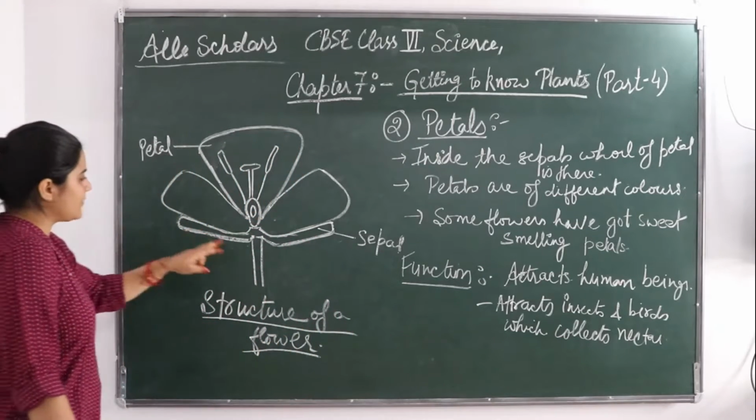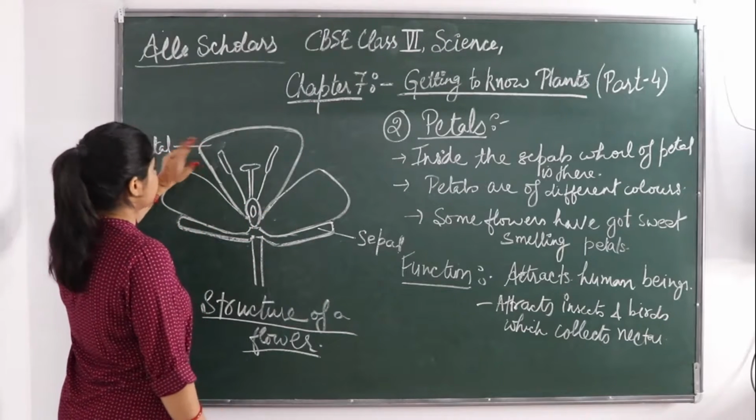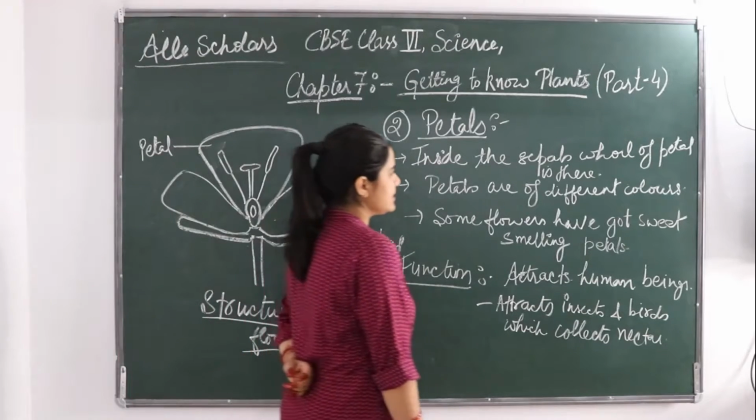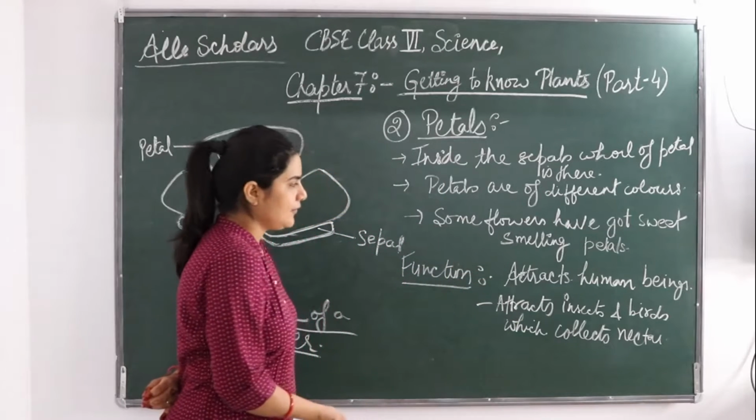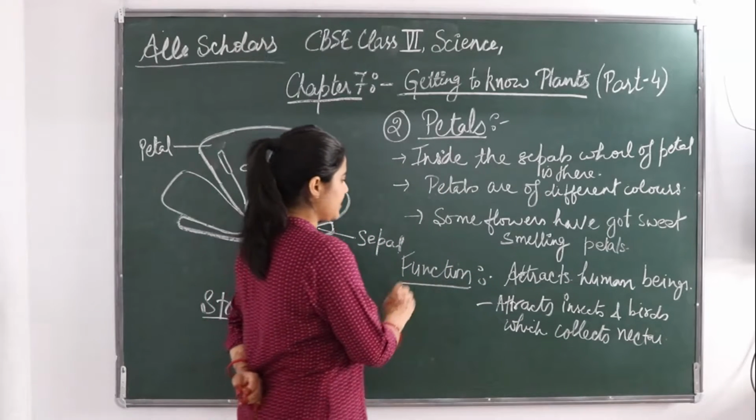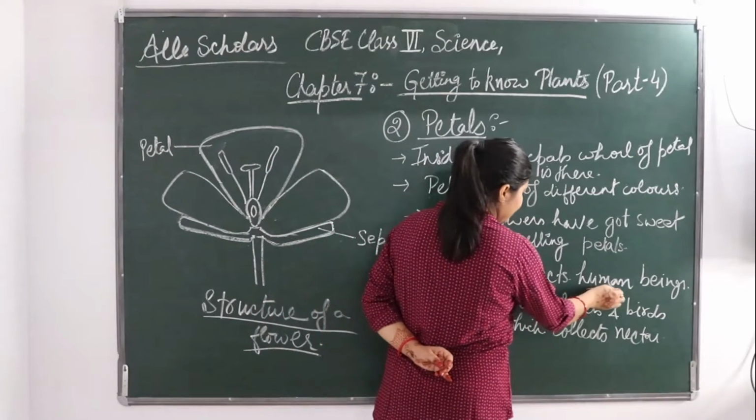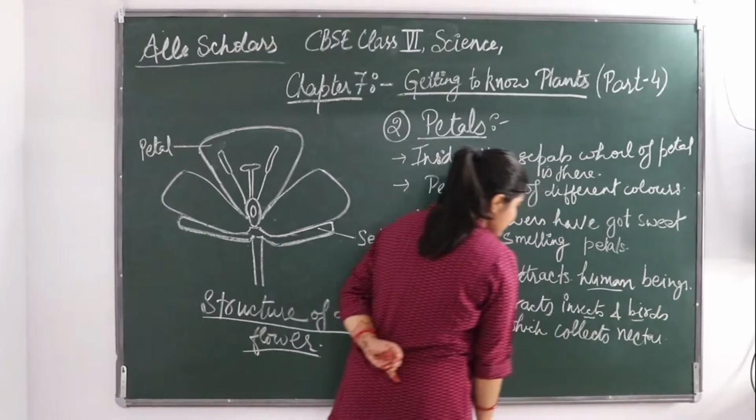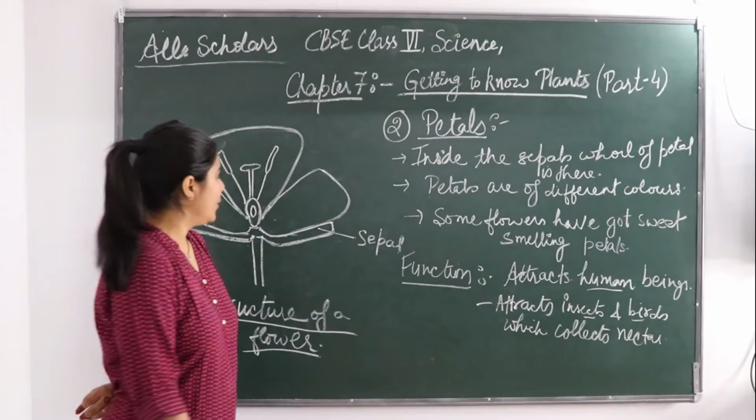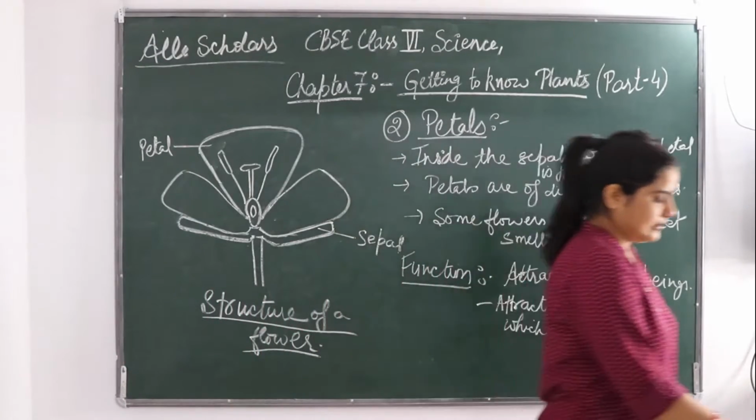Okay, so you have seen that this one is a sepal, this is a petal. The petal is inside the sepal. Petals are of different colors. Some flowers have sweet smelling petals. The function is that they attract human beings and they even attract the insects and birds which collect nectar. Okay, so this was about petals.